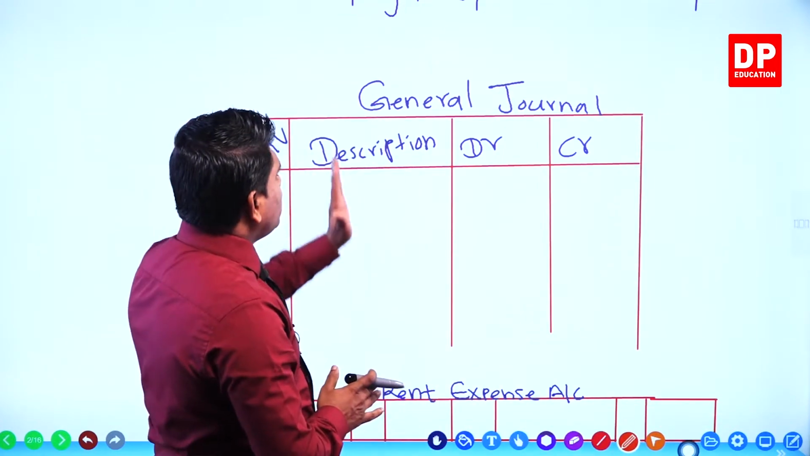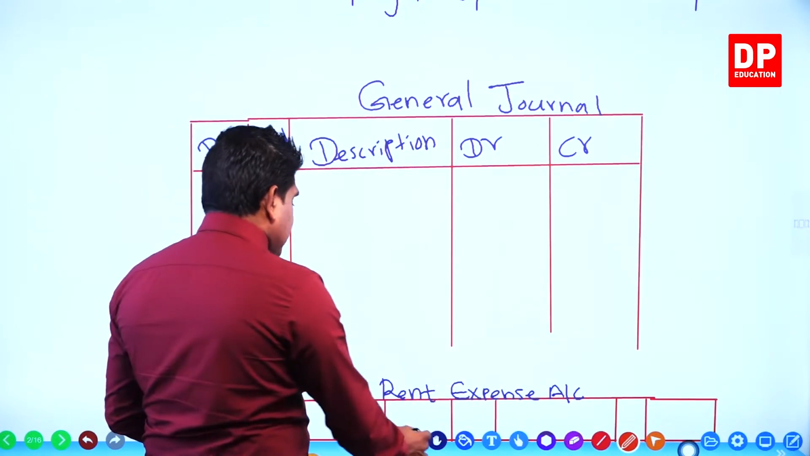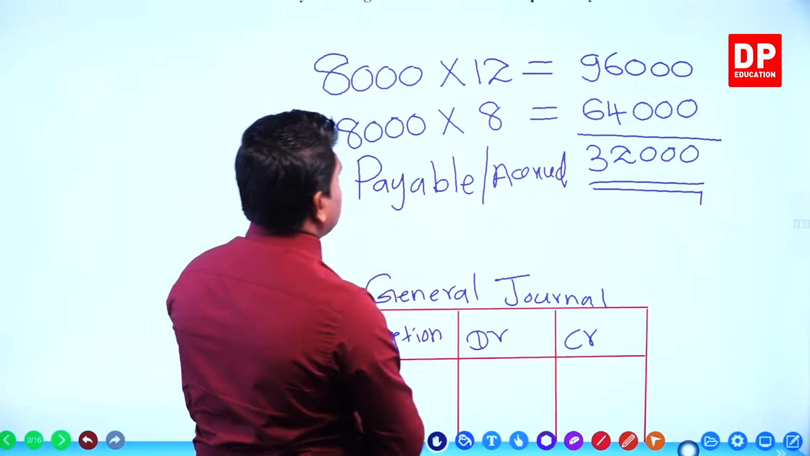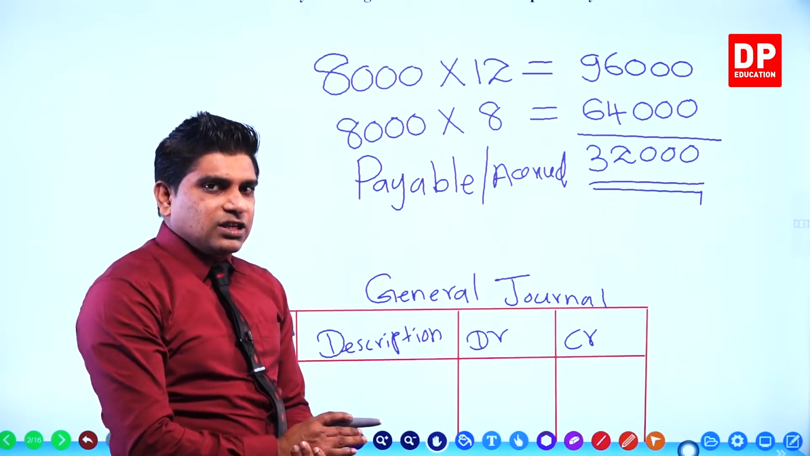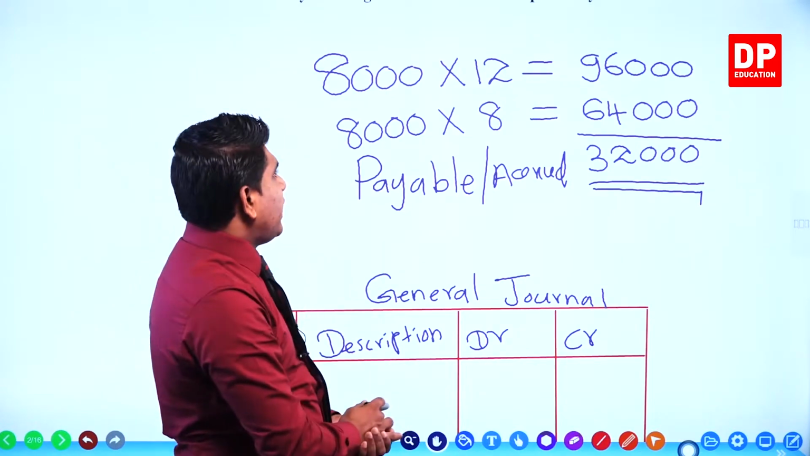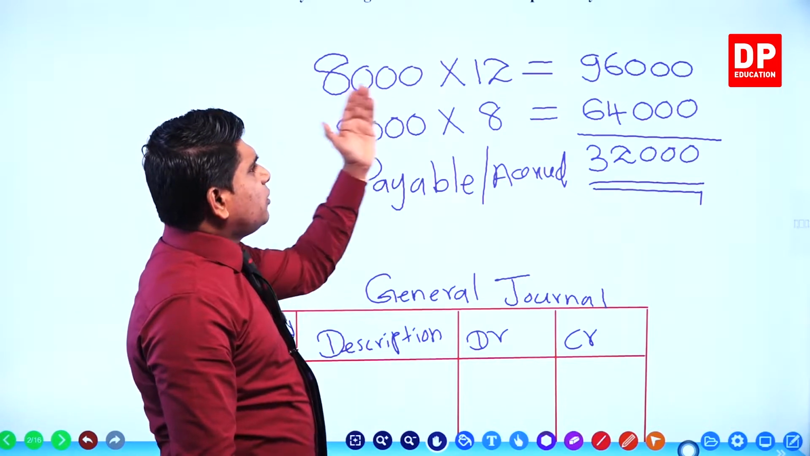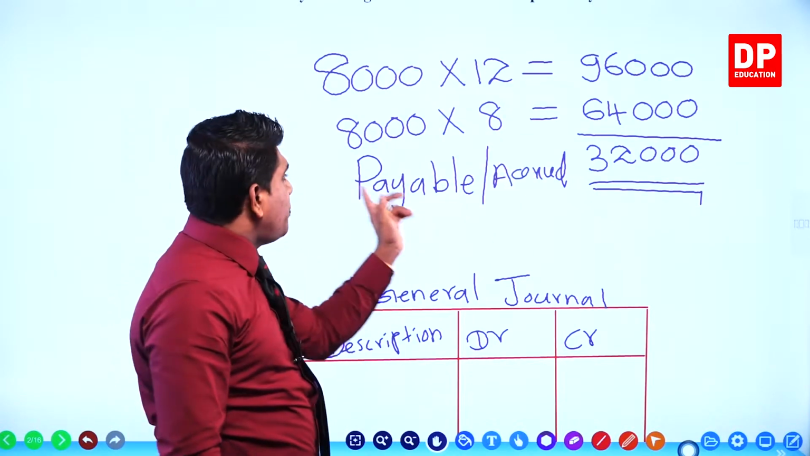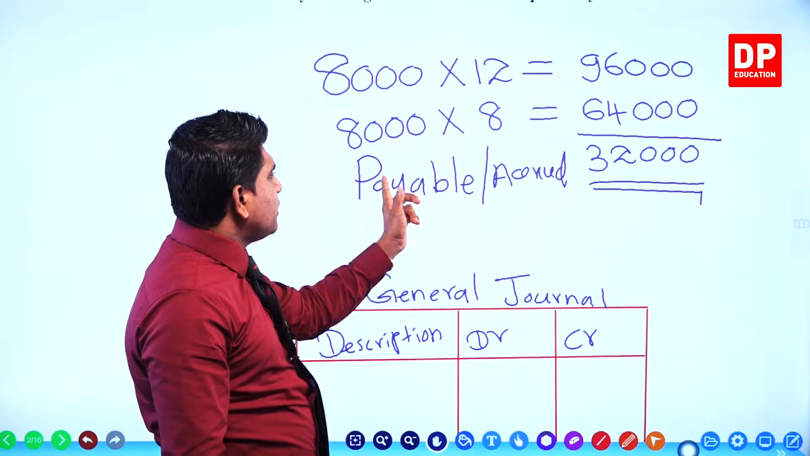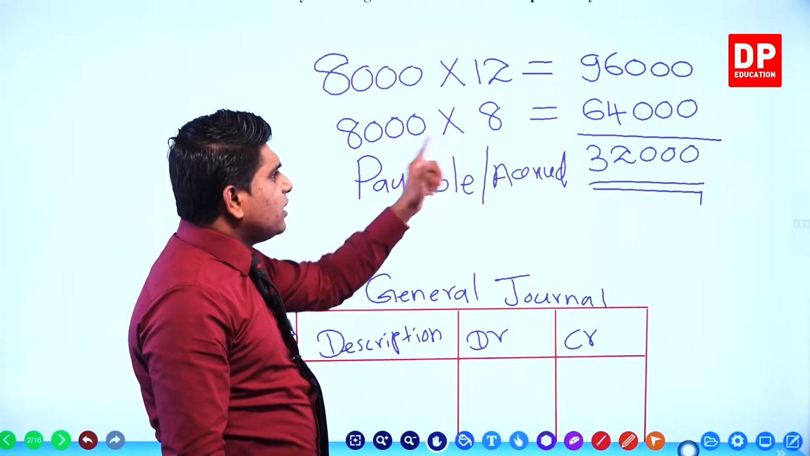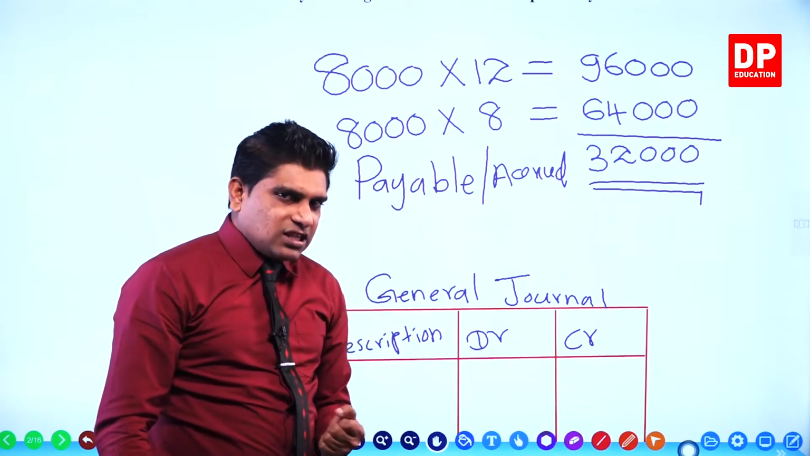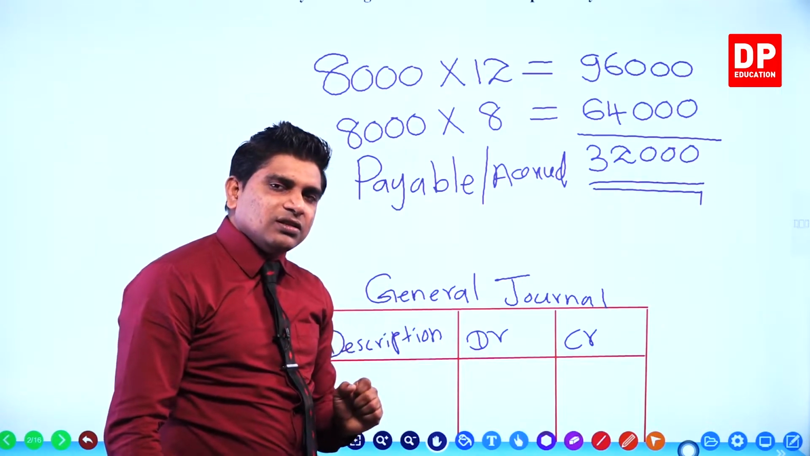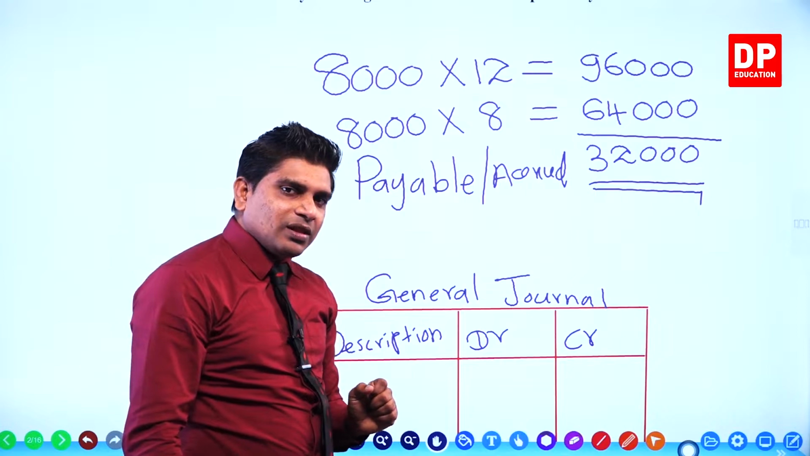So now this is the thing, but we need the details now, right? What are the details? It is given there, right? 8,000 into 12 is the total amount of rent expense for the year, but they have paid only 8 months. Then in the cash book, they credited 64,000, 8,000 into 8, 64,000, right?